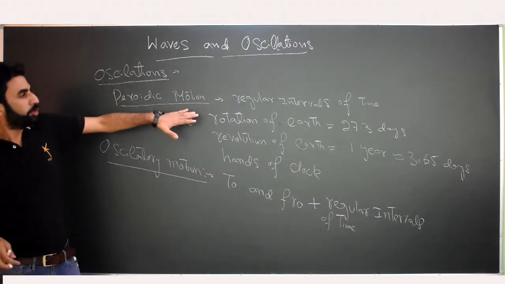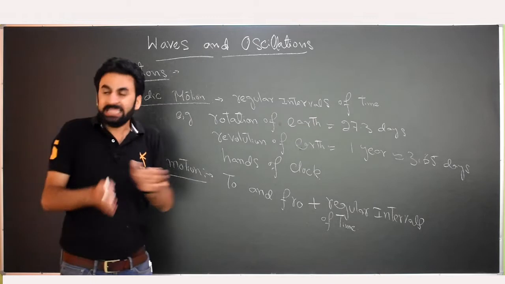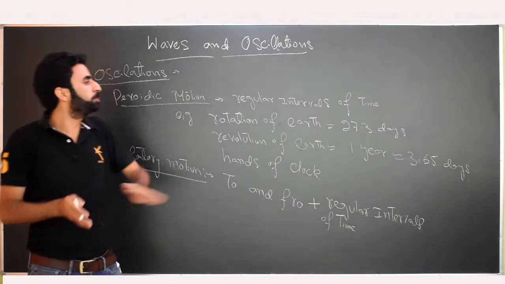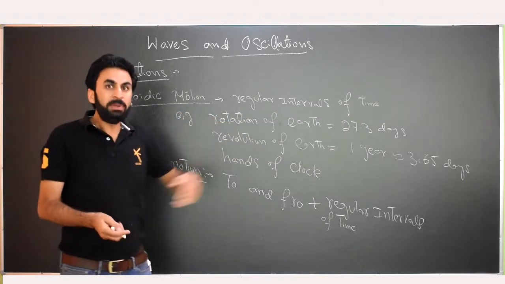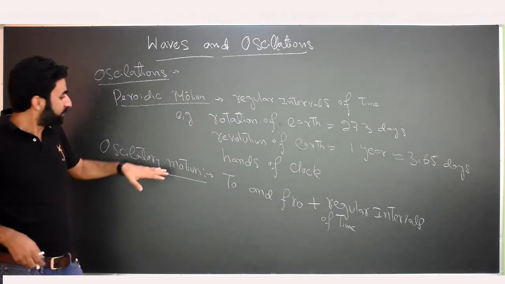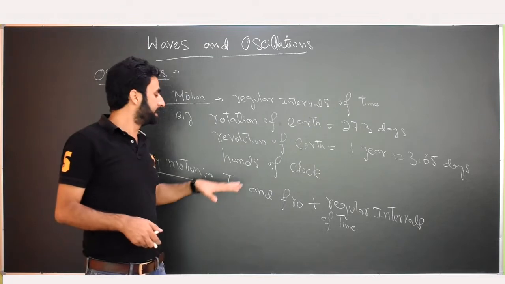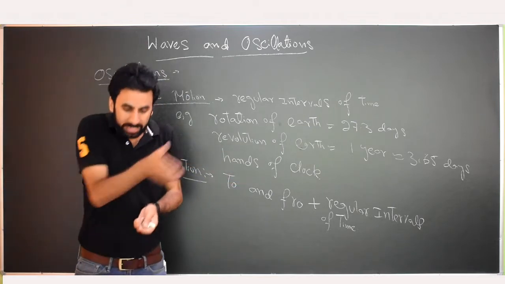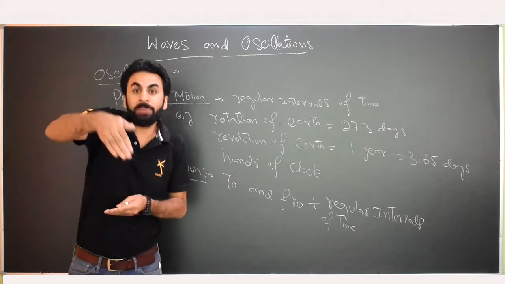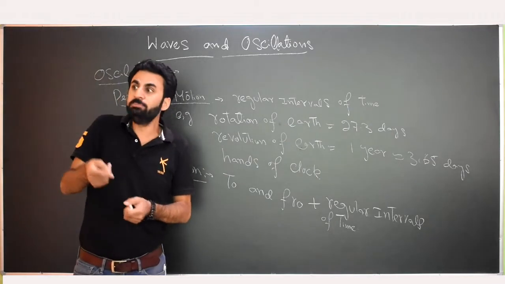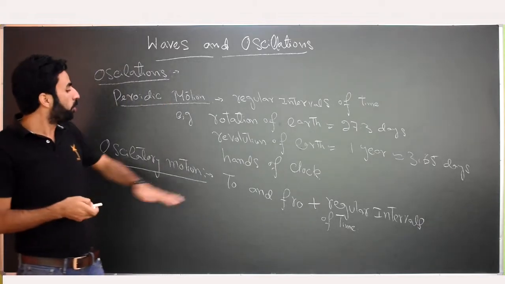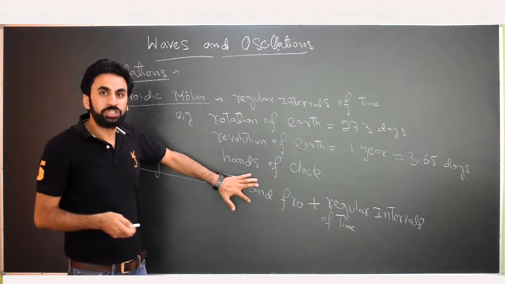As far as periodic motion is concerned, there is only one condition for a motion to be called periodic: the repetition of the motion should be after equal intervals of time. But in contrast to that, oscillatory motion is a to and fro motion, or back and forth motion, and the motion should repeat after equal intervals of time. Then you call that motion oscillatory motion.